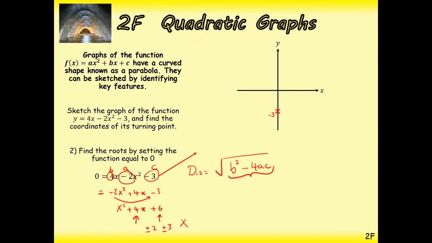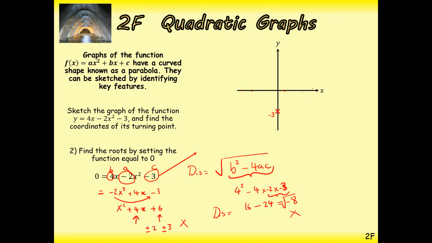Alright, so when you substitute b squared, that's a positive 16 here, and minus 4 times minus 2 times minus 3 is minus 24. So 16 minus 24 is actually minus 8. Because the discriminant is negative, we cannot take a square root of a negative number, which is impossible. And that's telling us that there is no point where the graph will cut the x-axis.